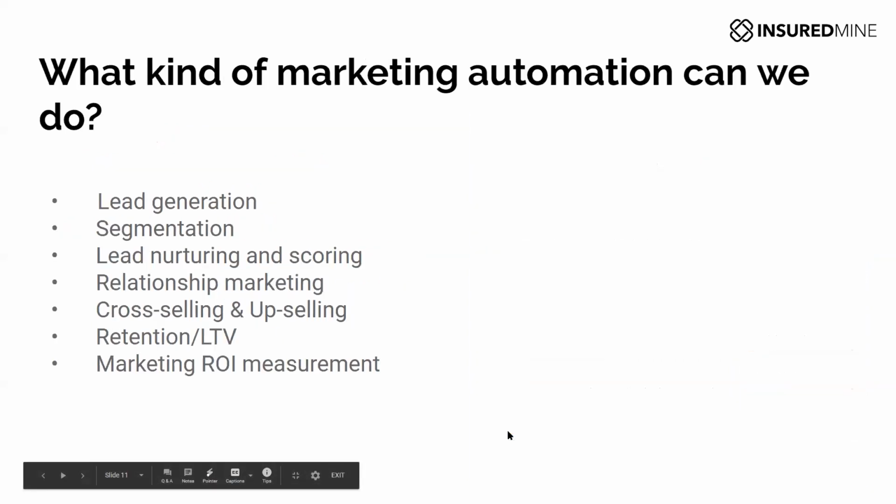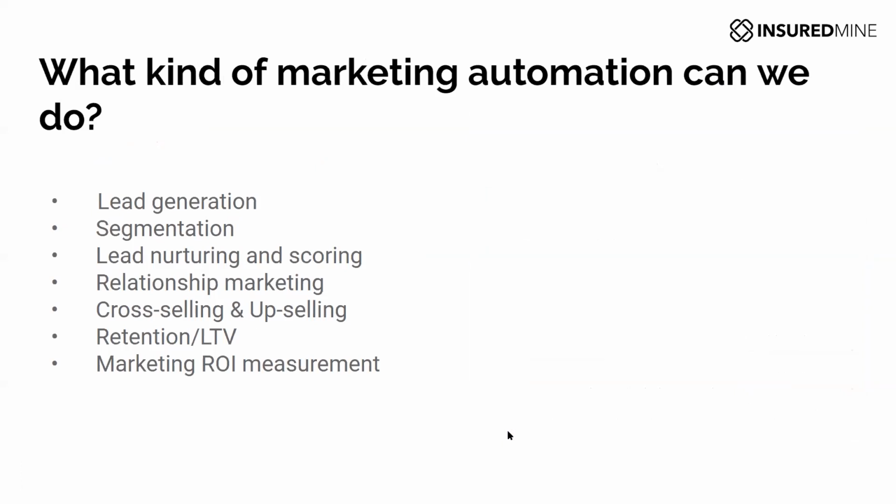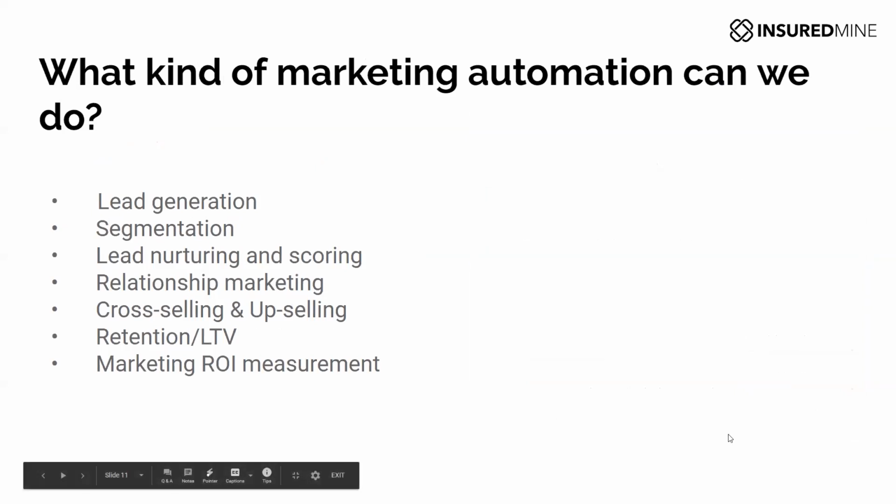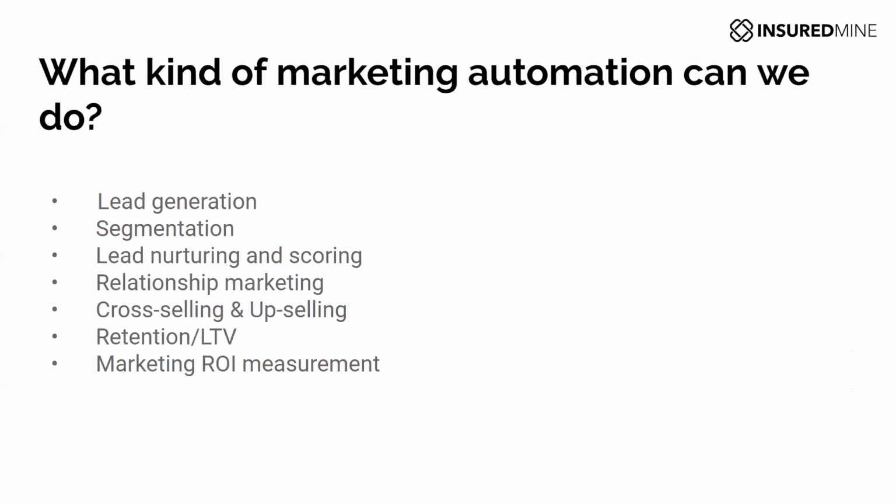Okay, so now that we have the basics down with our buyer personas, what kind of marketing automation can we do? Well, lead generation, segmentation, lead nurturing and scoring, relationship marketing, cross-selling, upselling, retention and lifetime value, and marketing ROI measurement can all happen through marketing automation. And I'm imagining if you're spending any amount of time on these things, that automating these types of tasks sounds attractive.